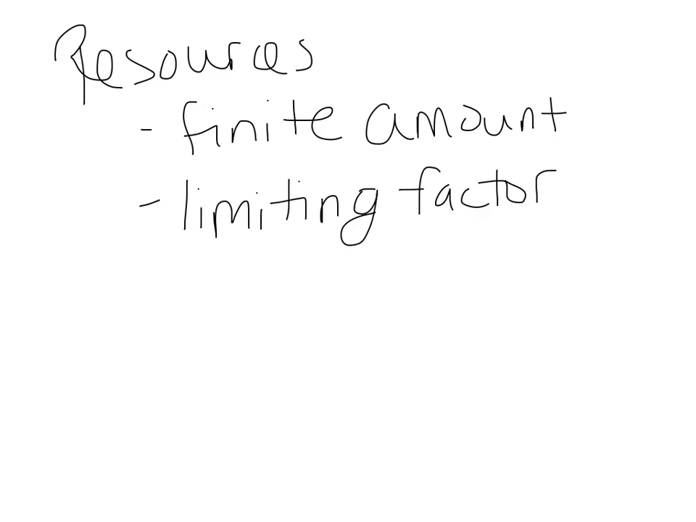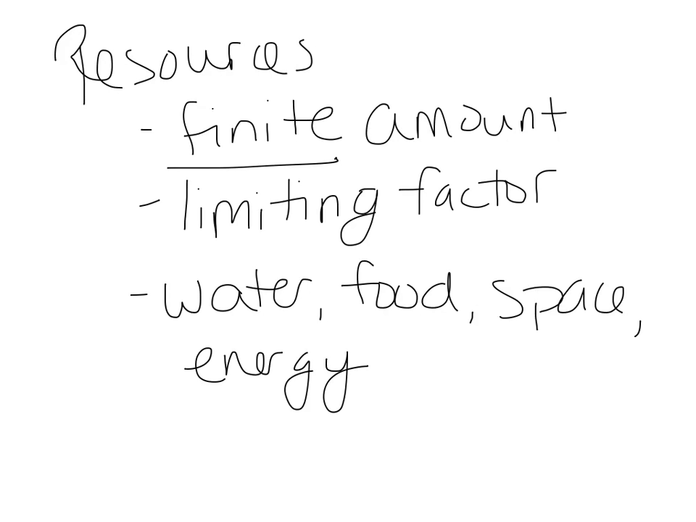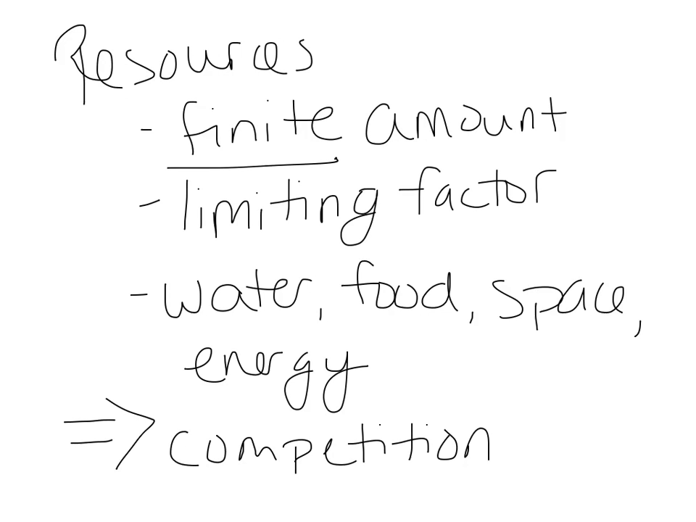The resources that we are usually going to be working with are things like water, food, space. That would include shelter, habitat, energy. All of these have limited amounts of them that are available. And because there is a finite, or limited amount of them that are available, they are going to cause competition to happen. Okay? Organisms are going to have to compete or fight against one another to get these limited resources.